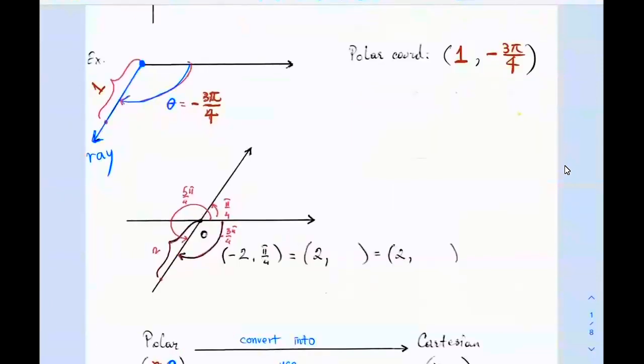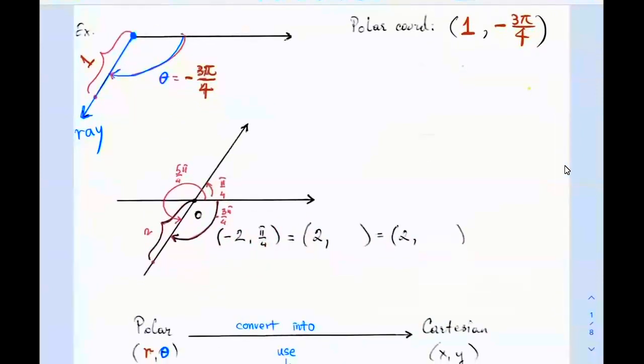Now let's look at another point. This time let's reverse it: I'm going to give you the polar coordinates and let's try to locate the point. Here, r is -2. Can you have a -2 for r? It is possible. You can still have a negative number for r.